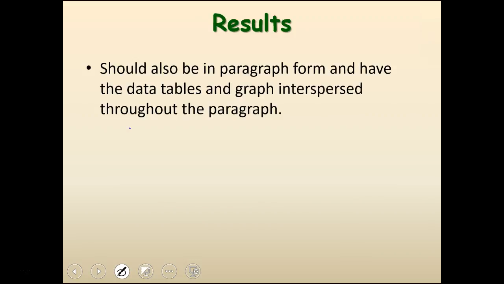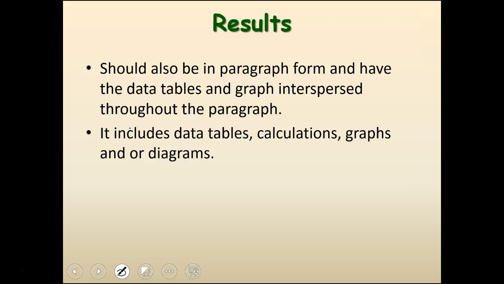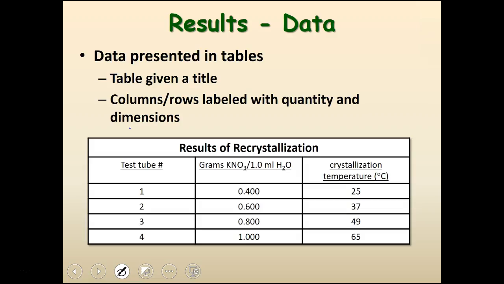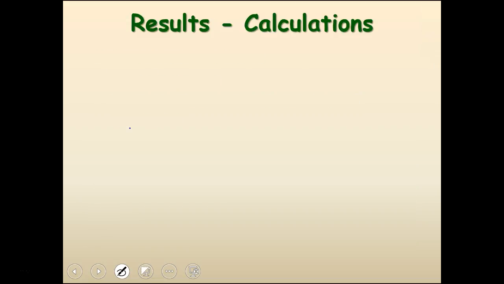Results. This should also be in paragraph form and have data tables and graphs interspersed throughout the paragraph. It includes data tables, calculations, graphs, and/or diagrams. All of these things are important in the results section. So the data is represented in tables. Data tables are given titles. Columns and rows are labeled with quantity and dimension. You'll notice here it says grams of CaMO3 per 1 milliliter of H2O. It says crystallization temperature in degrees Celsius. All of the things are there that we need to know to understand what's going on. So please make sure that you represent your tables just like this is being represented.